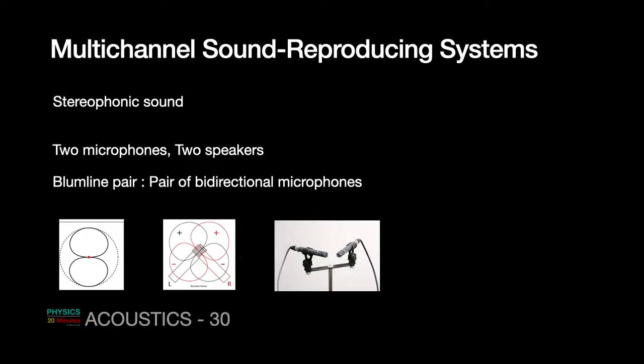So this is one of the ways the two microphones are placed. You will find that many live performances and recordings, if you check the videos, the microphones are kept this way. So this is another example of stereophonic sound production recording, which is very common. Remember, it is called Blumlein pair. It is named after its inventor.